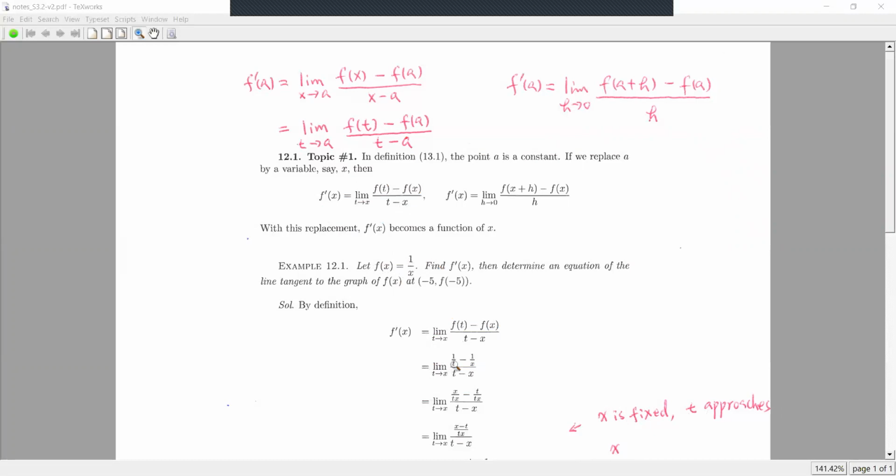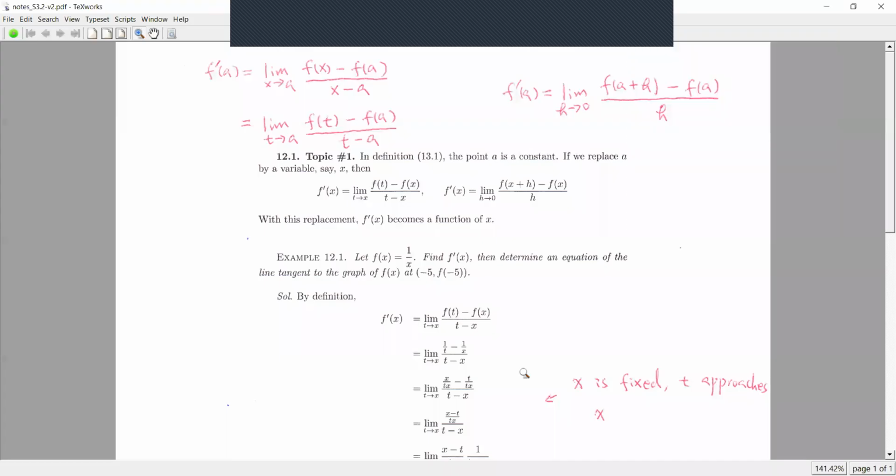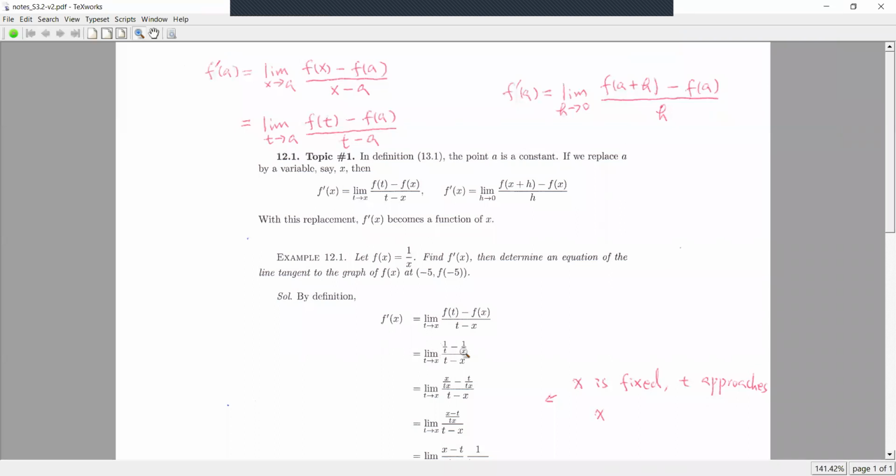Then 1 over x minus 1 over x is 0. X minus x is 0. So if I plug in x in t, then I will get 0 over 0. I cannot tell the limit. To find this limit, we need to simplify the function. Because the numerator is a fraction minus a fraction, I want to use common denominator to simplify the function.